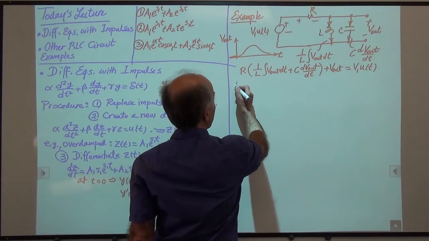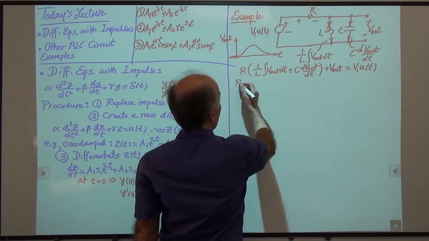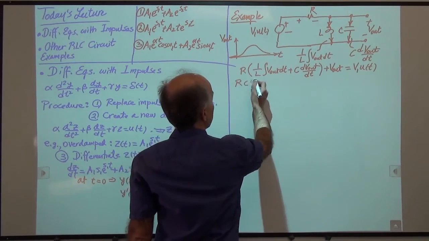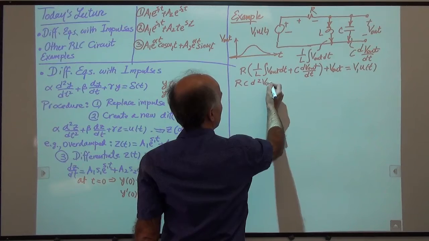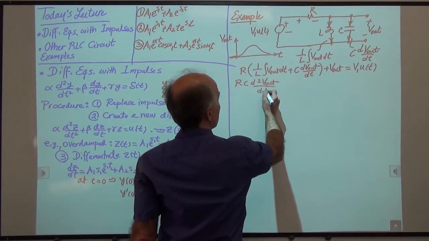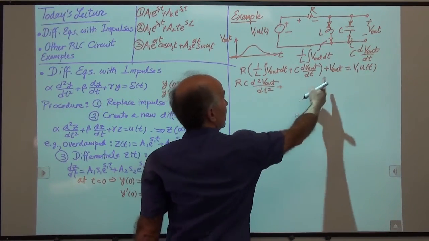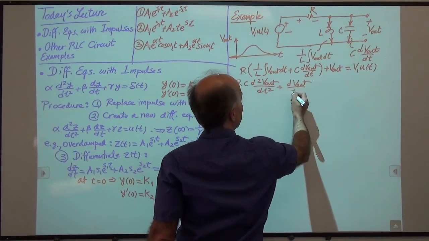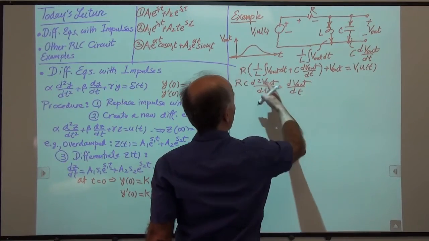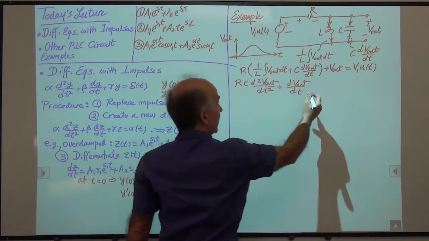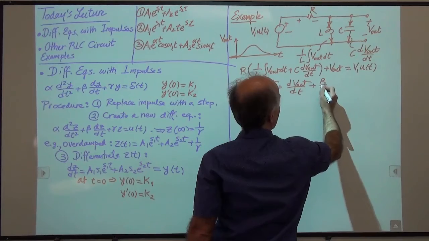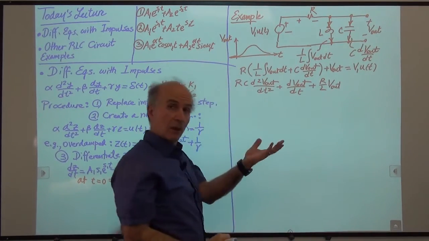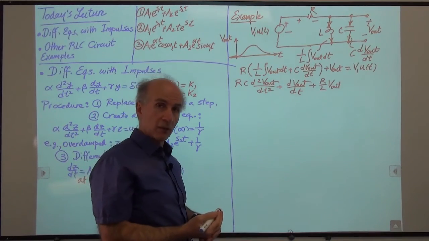So we have R. I'm going to write this one first because this will be the second derivative. So we have RC d squared V out over dt squared plus this one, dV out over dt, and then finally we have R over L times V out. This is the derivative of the left-hand side of the equation.